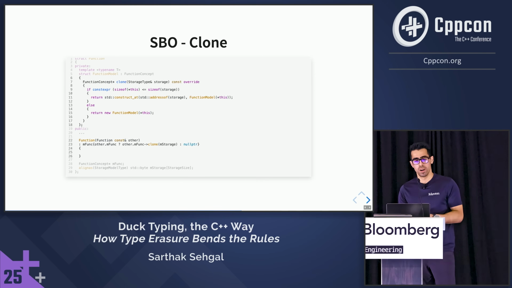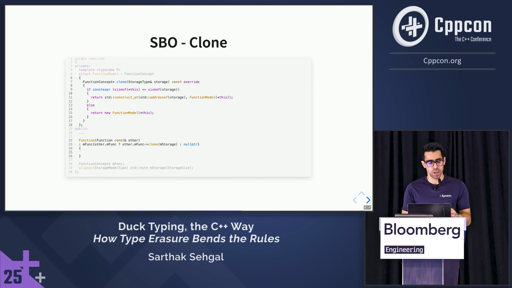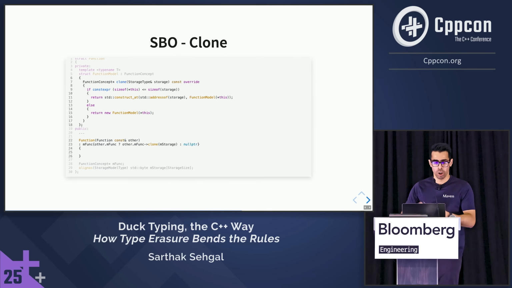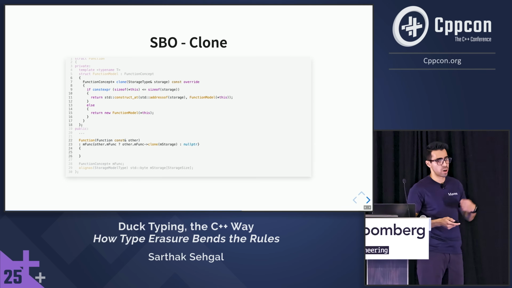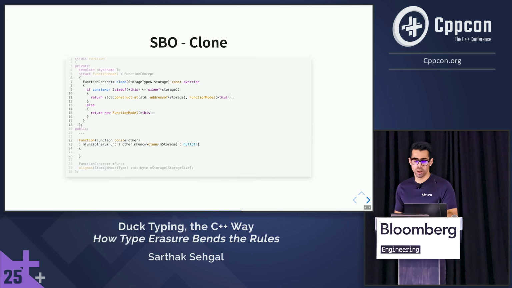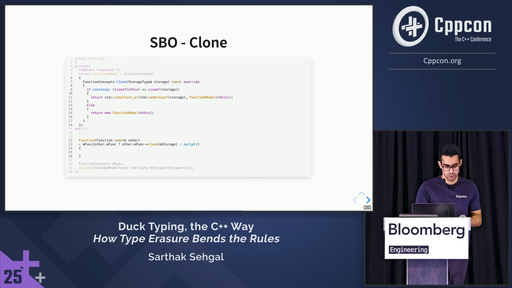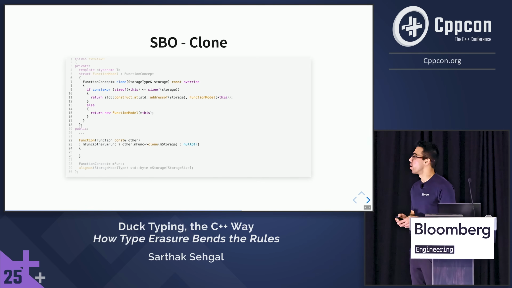So now, on the copy constructor call, you can see that the current object passes its own storage to the clone method of the object it's trying to clone, and the target object checks that if the size is within the threshold, I'm going to construct it in place at the storage. Otherwise, it's going to allocate a new function on the heap. And that's all I wanted to talk about std function.